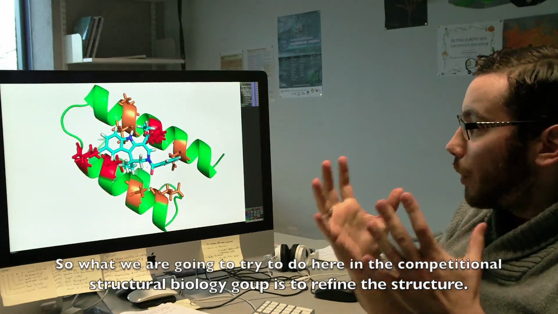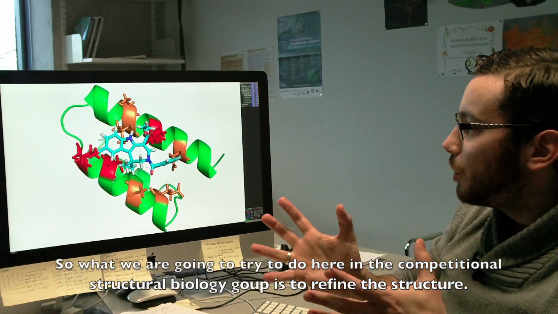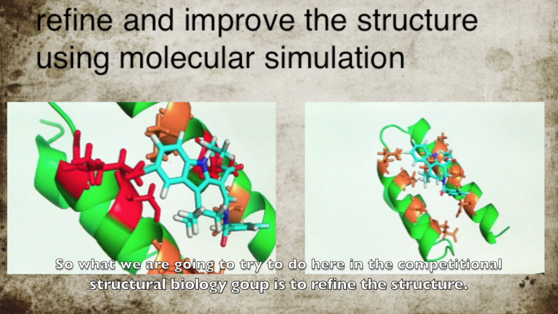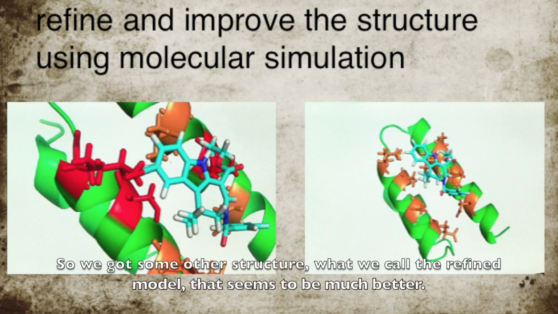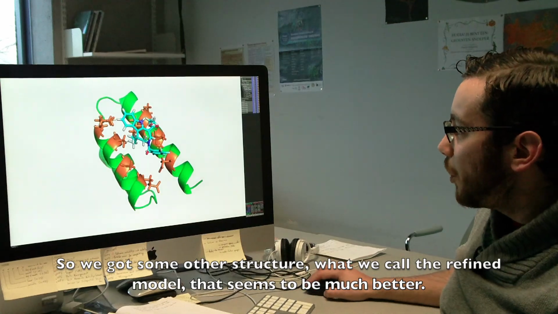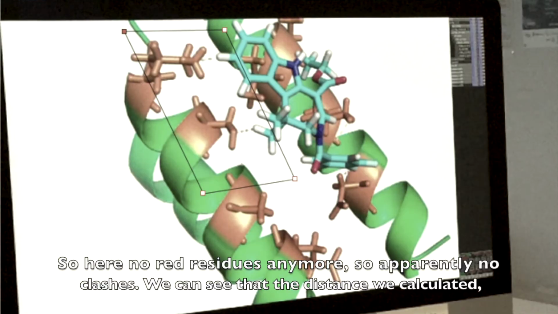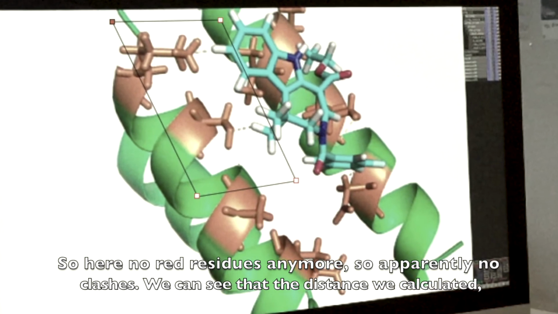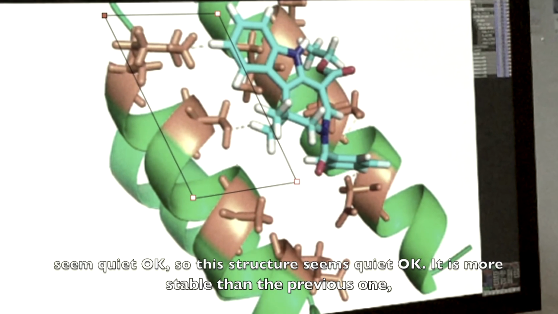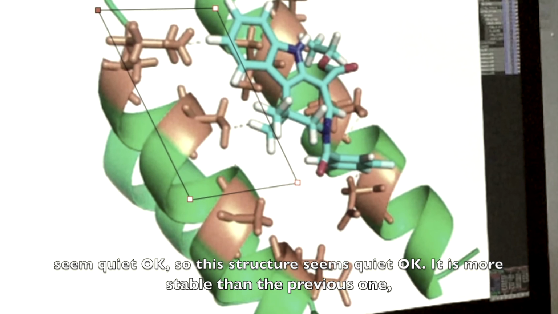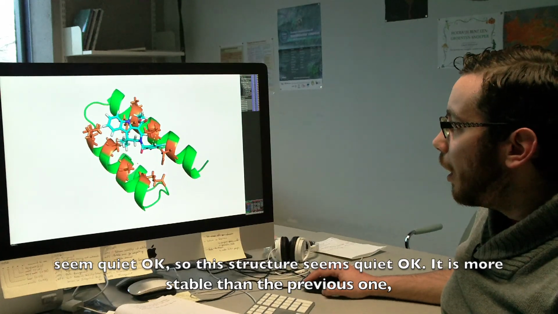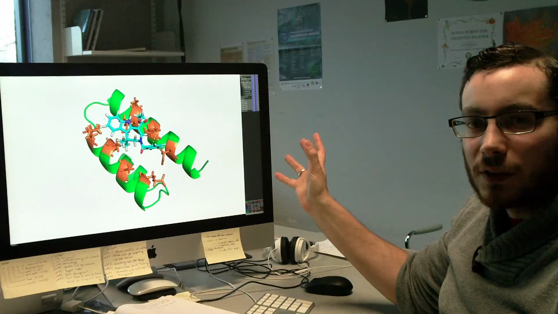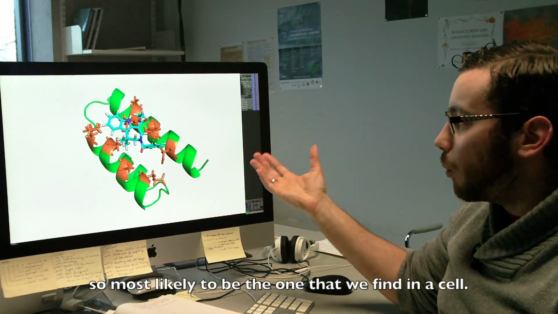So what we are going to try to do here in the computational structural biology group is to refine the structure. We got some other structure, what we call the refined model, that seems to be much better. So here, no red residues anymore, so apparently no clashes. We can see that the distances we calculated are quite okay. So this structure seems quite okay. It is more stable than the previous one, so most likely to be the one that we find in a cell.